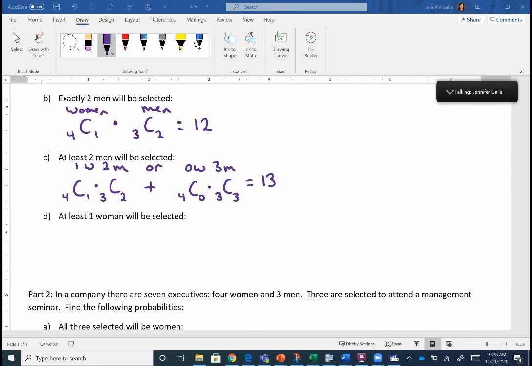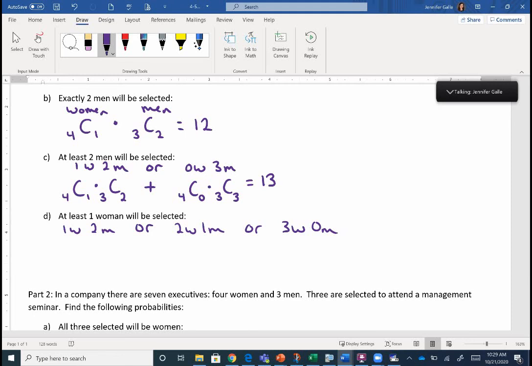At least 1 woman means 1 woman, 2 men. Or 2 women and 1 man. Or 3 women and 0 men. So this one just has 3 different situations compared to letter C.